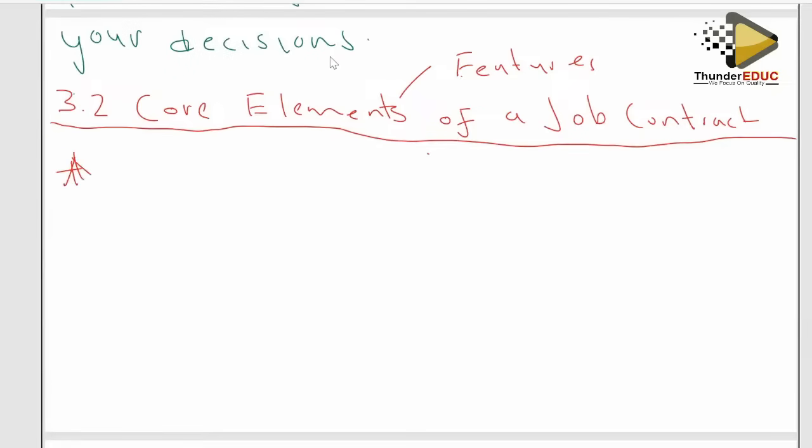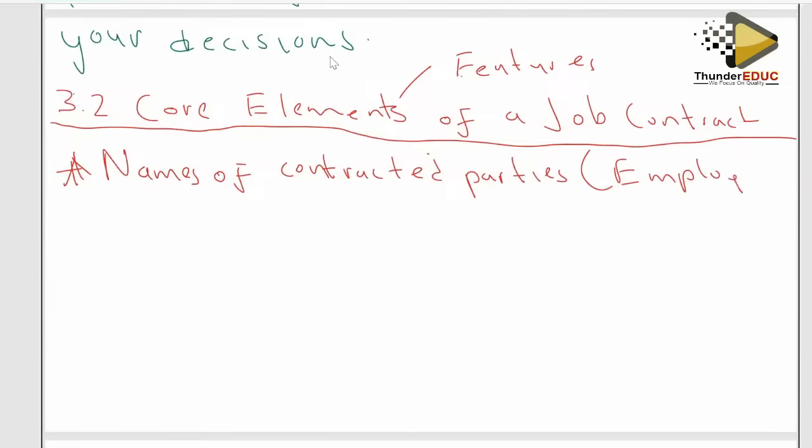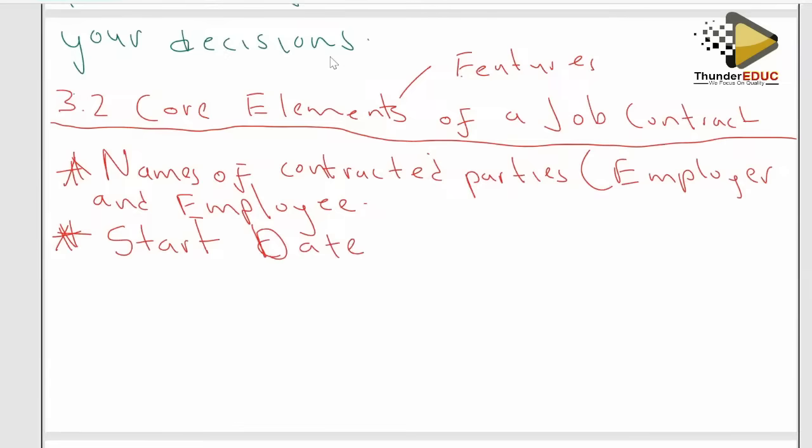So the first one, it should have names of contracted parties. In this case, a job contract should include the employer and employee, the names of the employer and the names of the employee. In addition to that, there is need for a start date. When does the contract commence? When does it start? And in addition to that, there is also the place of work.